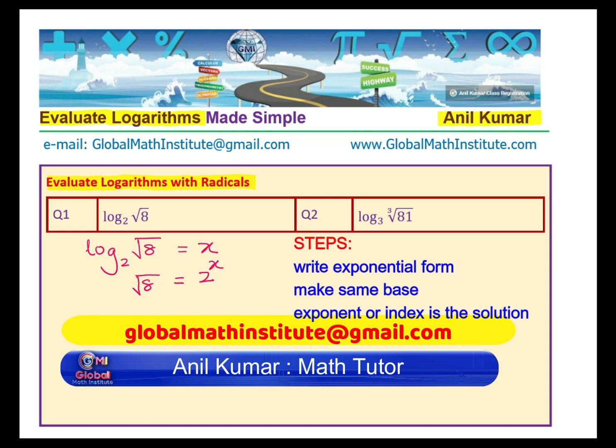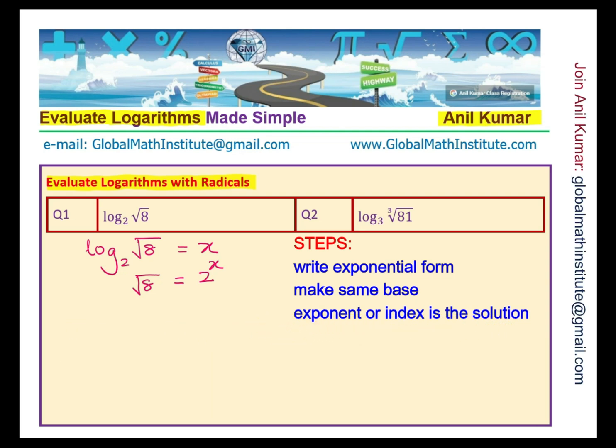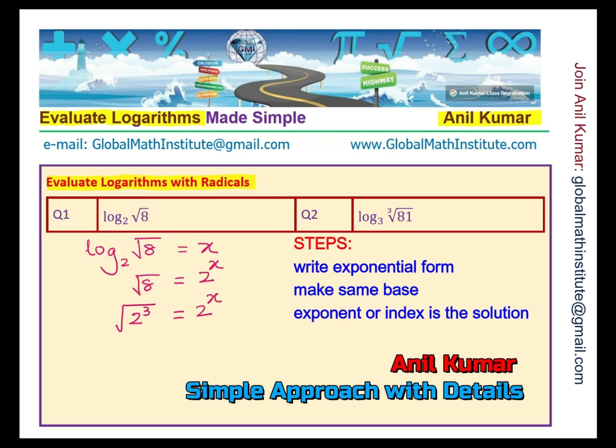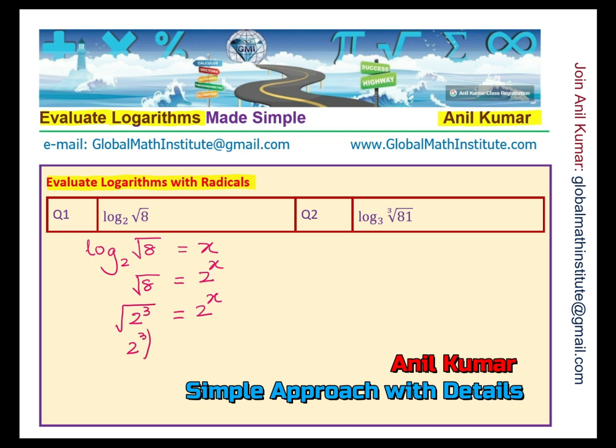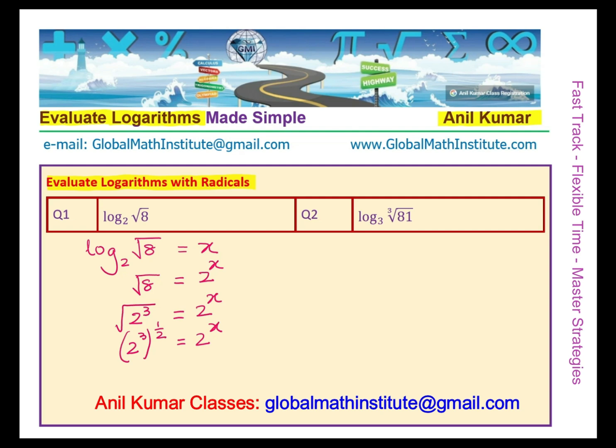Same base. Now since we have 2 to the power of x on the right hand side, 8 should be written as a power of 2, right? So we can write this as 2 cubed, square root, equals 2 to the power of x. Square root is to the power of half. So we have 2 cubed to the power of half equals 2 to the power of x. Applying the laws of exponents, 2 cubed times half will be 2 to the power of 3 by 2 equals 2 to the power of x.